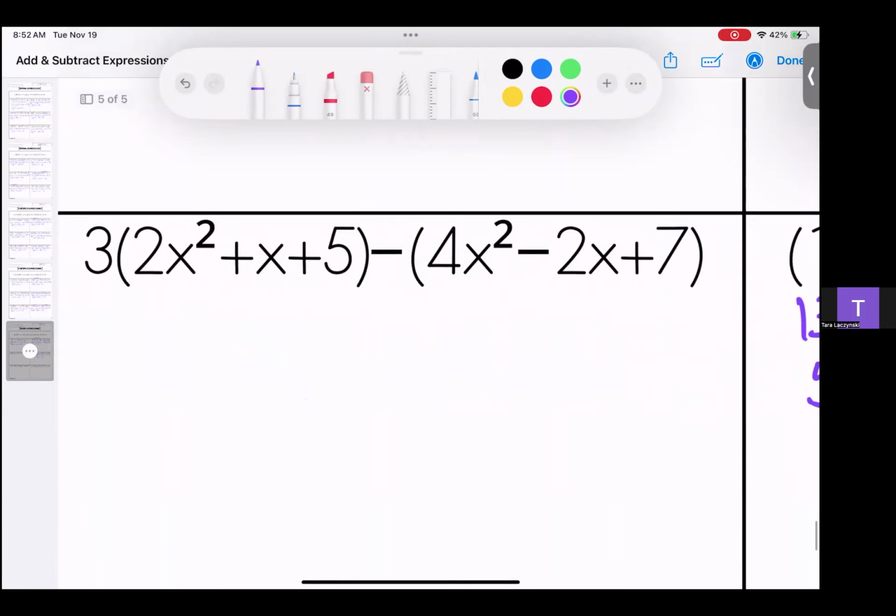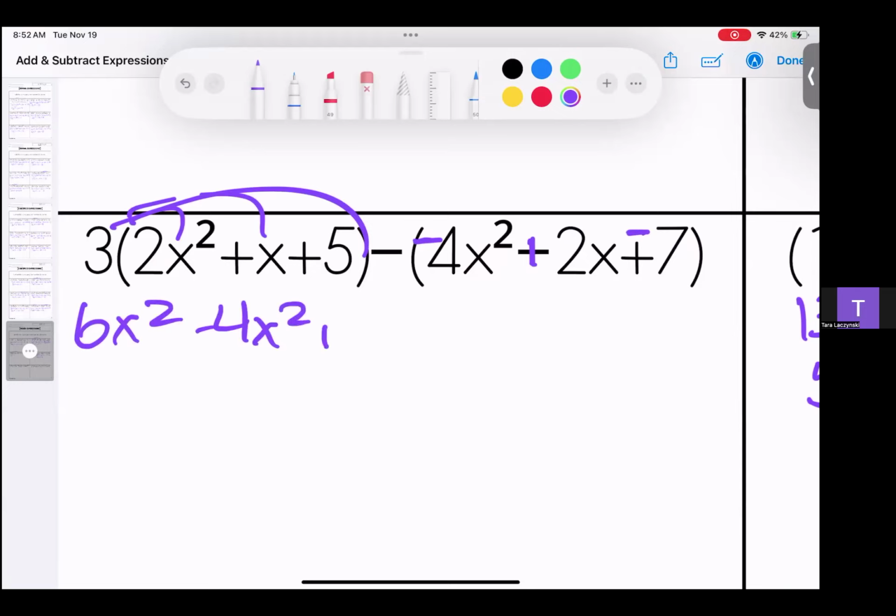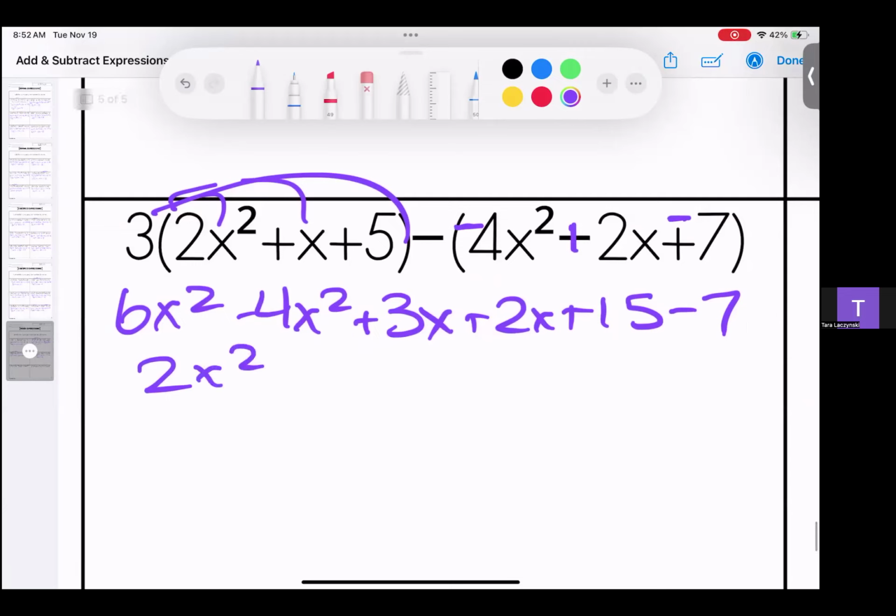Over here, share out that sign. So negative, positive, negative, and share out this number. So 6x squared minus 4x squared plus 3x plus 2x plus 15 minus 7. 2x squared plus 6x plus 8.